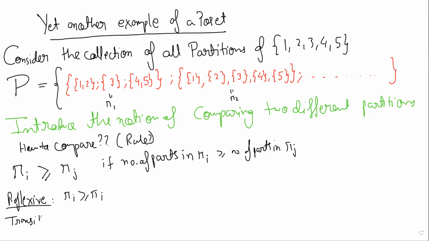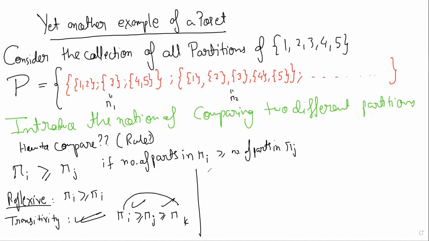Transitivity, I can just check that it is not a problem. Yes, because obviously you're comparing numbers in the end, right? Number of something. So yes, it will be transitive, just like yesterday's example was also similar. If you have this and this, then it just means that the number of parts in pi i is more than the number of parts in pi j and more than the number of parts in pi k. So that implies the number of parts in pi i will be more than the number of parts in pi k and so on. But is it anti-symmetric?